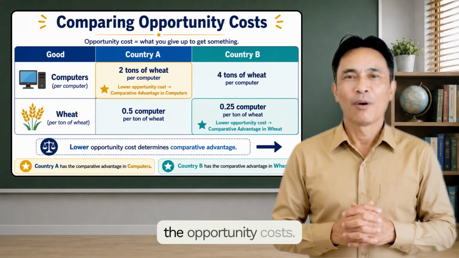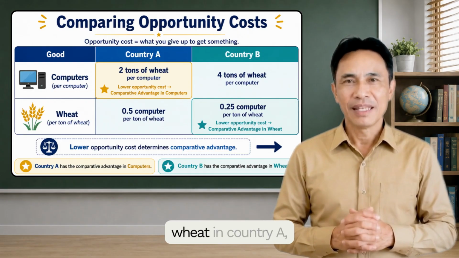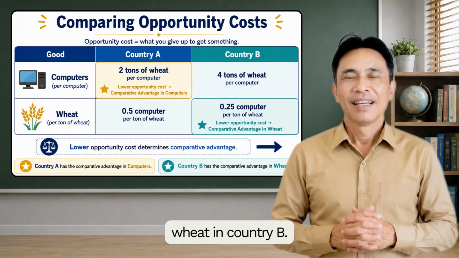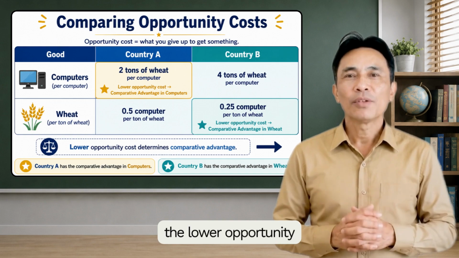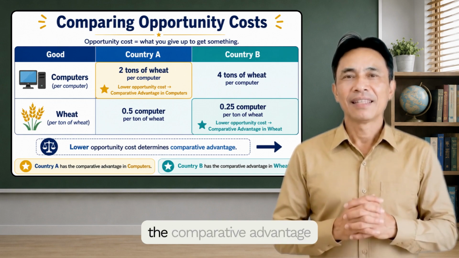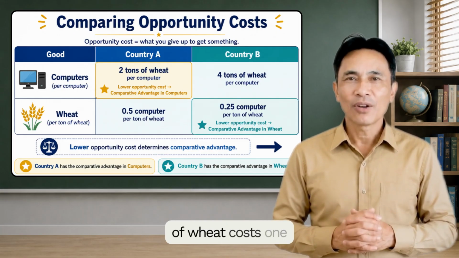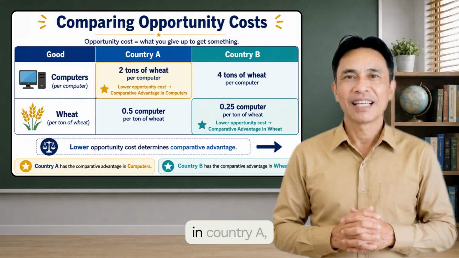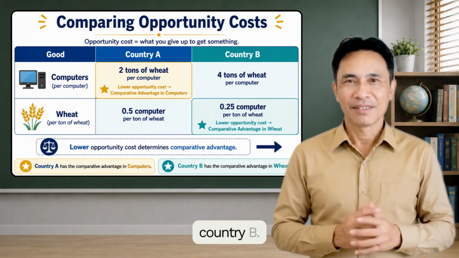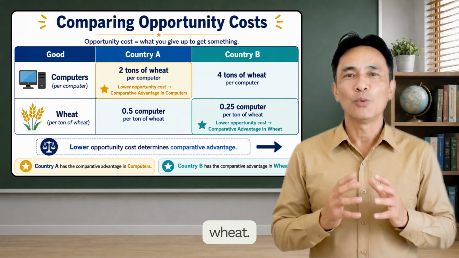Now we compare the opportunity costs. One computer costs 2 tons of wheat in country A, but 4 tons of wheat in country B. Country A has the lower opportunity cost of producing computers, so country A has the comparative advantage in computers. 1 ton of wheat costs 1/2 of a computer in country A, but only 1/4 of a computer in country B. Country B has the comparative advantage in wheat.